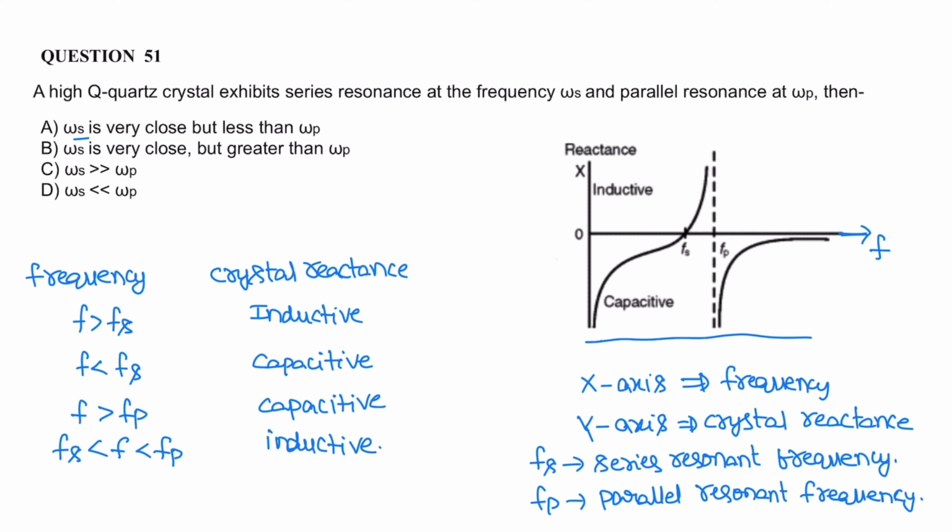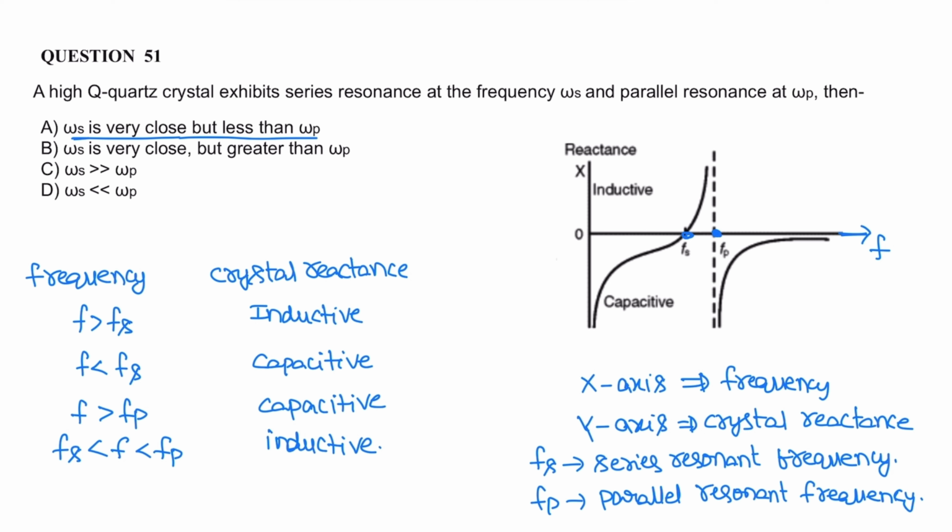Option A is correct because series resonant frequency is close to but less than parallel resonant frequency. In the given curve, the x-axis is frequency and the y-axis represents reactance, where on the x-axis fs represents series resonant frequency and fp represents parallel resonant frequency. This is fs and fp. So when the frequency is low, these two frequencies are close to each other, but the series resonant frequency is less than the parallel resonant frequency.